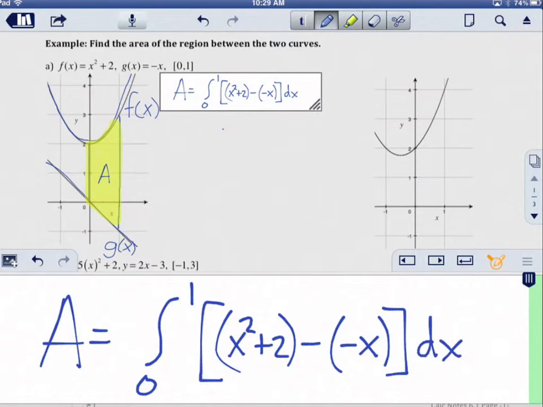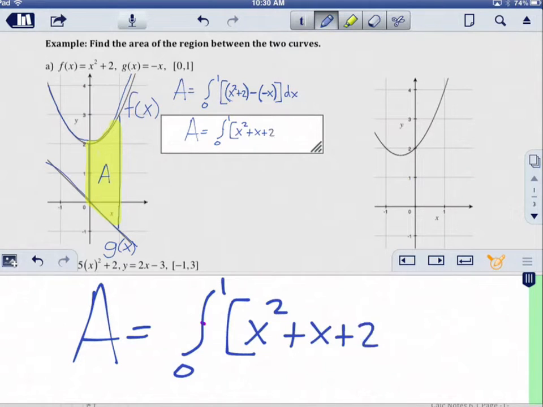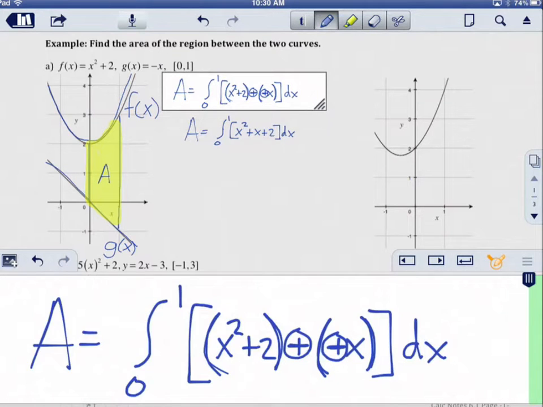And you'll notice that I do put the functions here in parentheses. Just when you're subtracting, we have to make sure that we distribute that negative to the entire function there. And so now we can simplify this. So the area will equal the definite integral from 0 to 1 of x squared plus x plus 2 dx. And so notice all I did here was change my signs and then rewrite this.